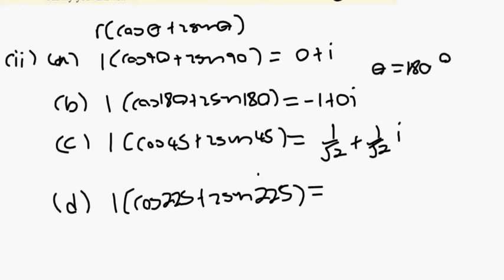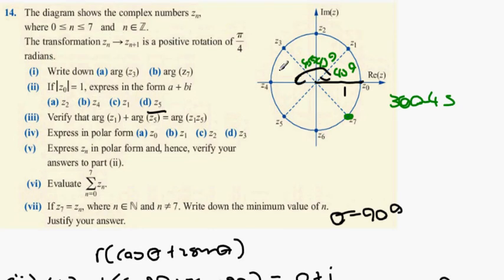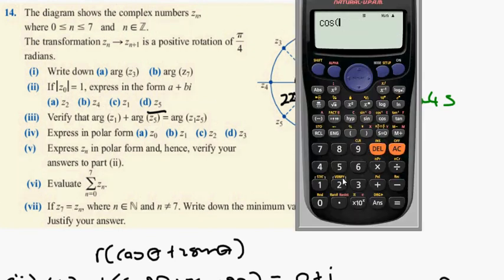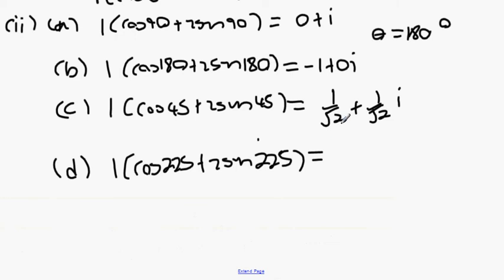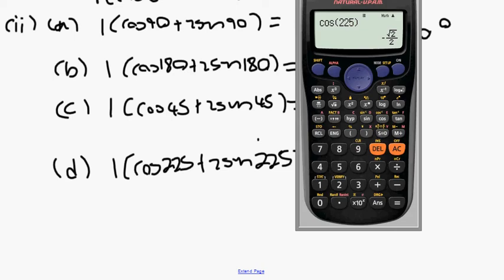So let's double check on this. It's definitely Z5, and Z5 is 225 degrees. So just check it out here. Cos 225 is negative 1 over root 2, and sine 225 is also negative 1 over root 2, so Z5 is negative 1 over root 2 minus 1 over root 2 i.